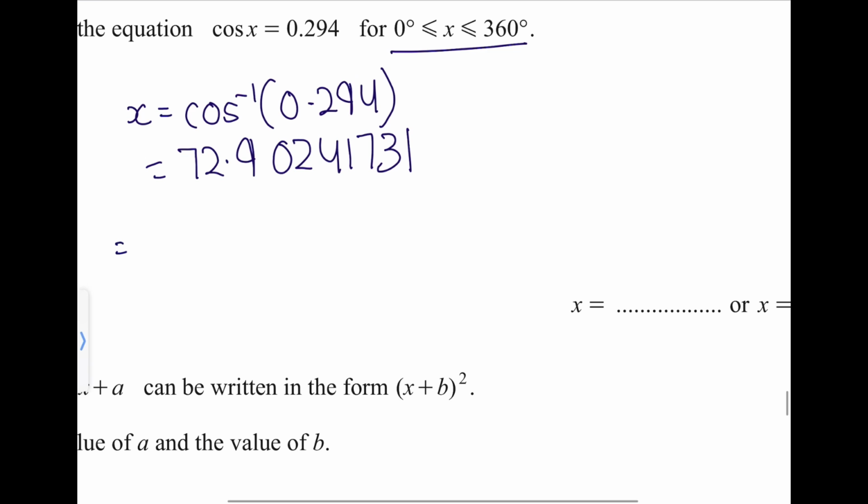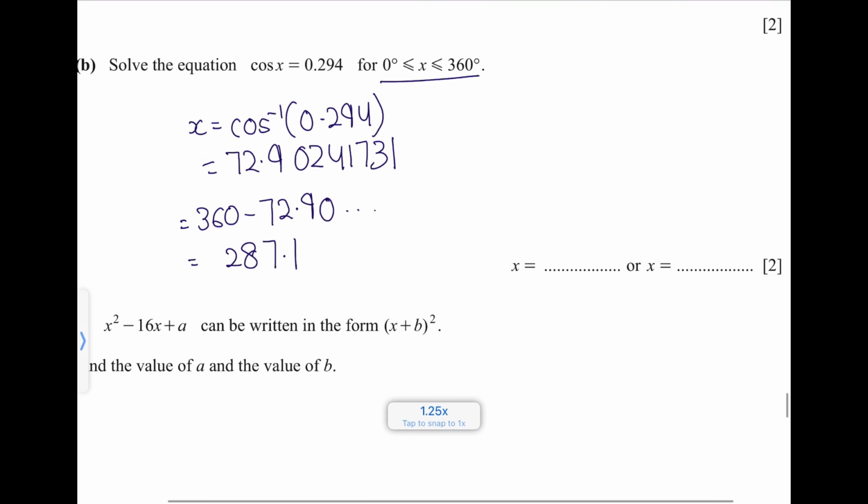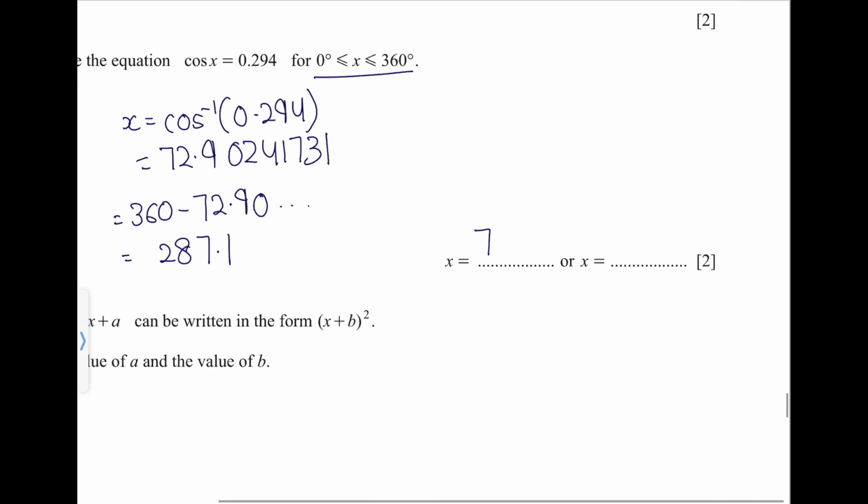Then to find the other value, you would do 360 minus 72.9. Now if you don't want to write this, you could just use the answer key. Effectively this shows that you're using the whole value, so that saves time, but do make sure that you use the exact values. That gives you 287.1. So the answers would be 72.9. These are angles, so better write them to 1 decimal place, 287.1.